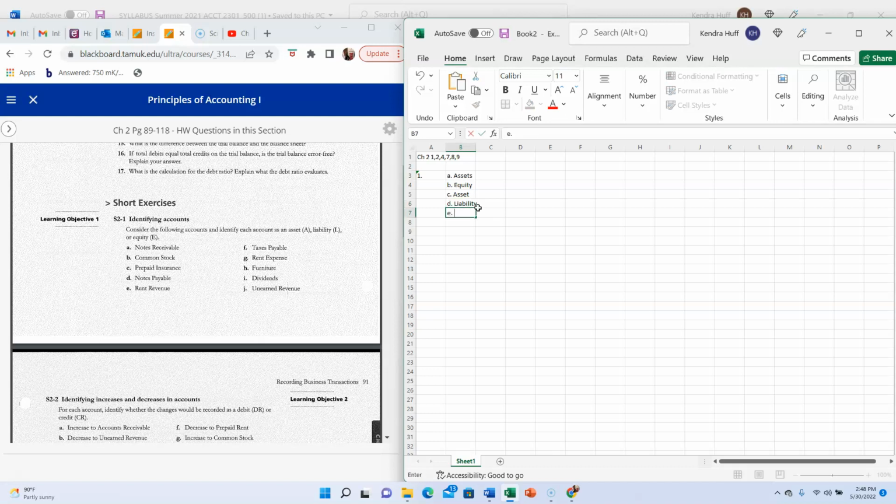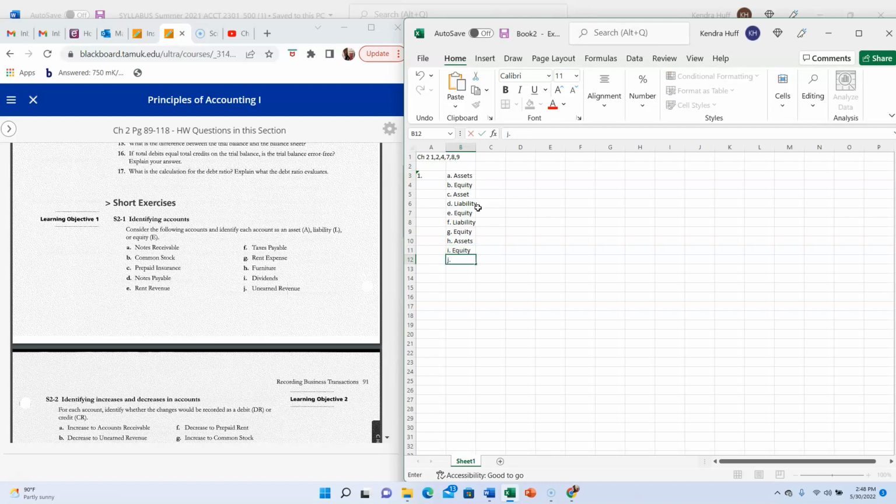Rent revenue. Revenue increases equity. So it's ultimately an element of equity. Taxes payable is a liability. Liability. Excuse me. Rent expense decreases equity. It's an element of equity. Furniture is an asset. Dividends decrease equity.